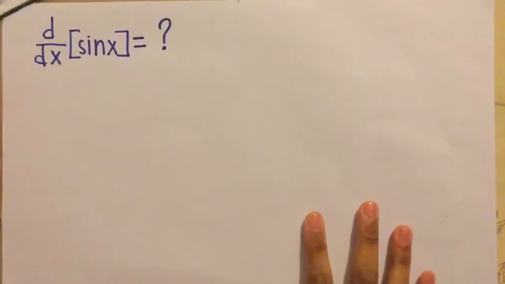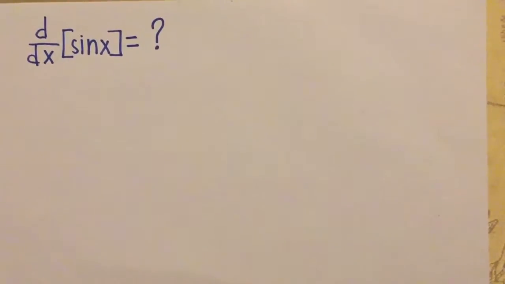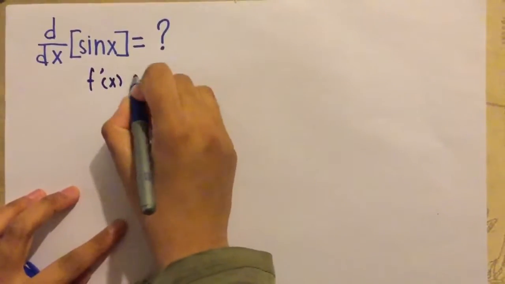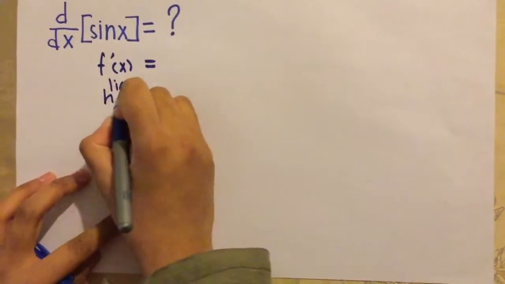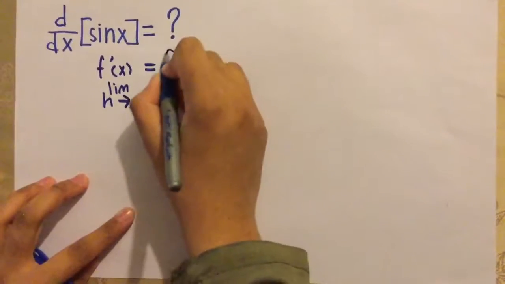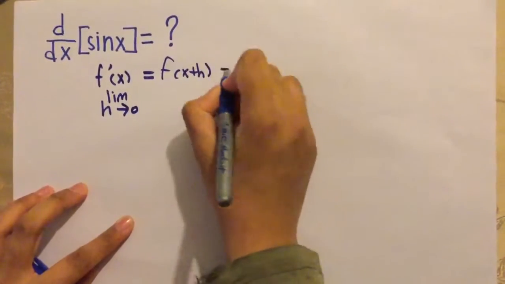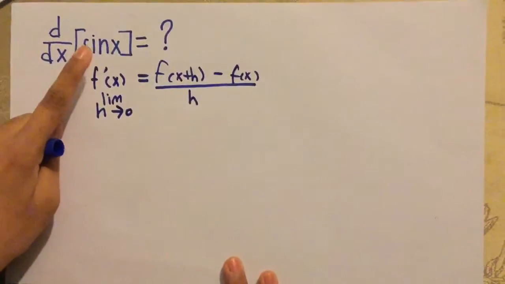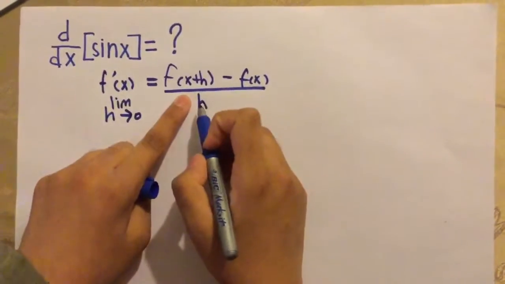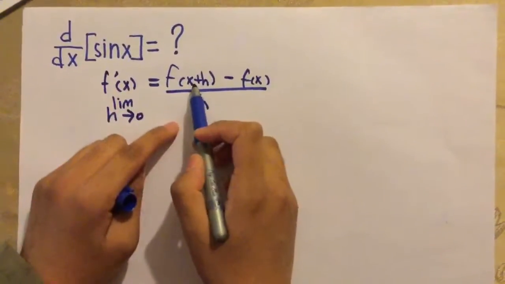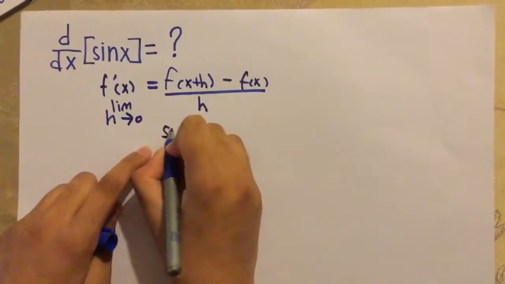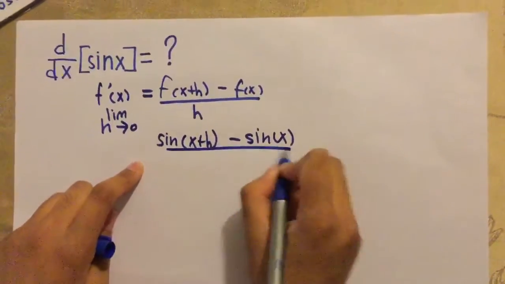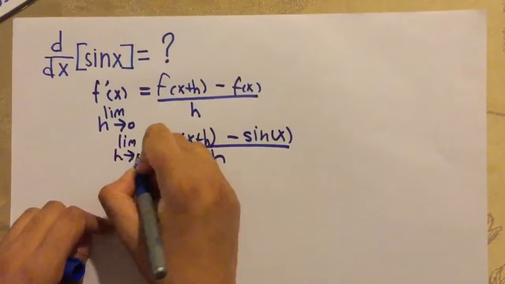Now that we got those out of the way, let's actually go on and find the derivative of sine of x. So the definition of a derivative, f prime of x is equal to the limit as h approaches 0 of f of x plus h minus f of x all over h. Now, our function f is equal to sine of x. When we take the function of something, we have to replace whatever is in the bracket for every x value. So that means this becomes sine of x plus h minus sine of x all over h. And we still write the limit as h approaches 0.